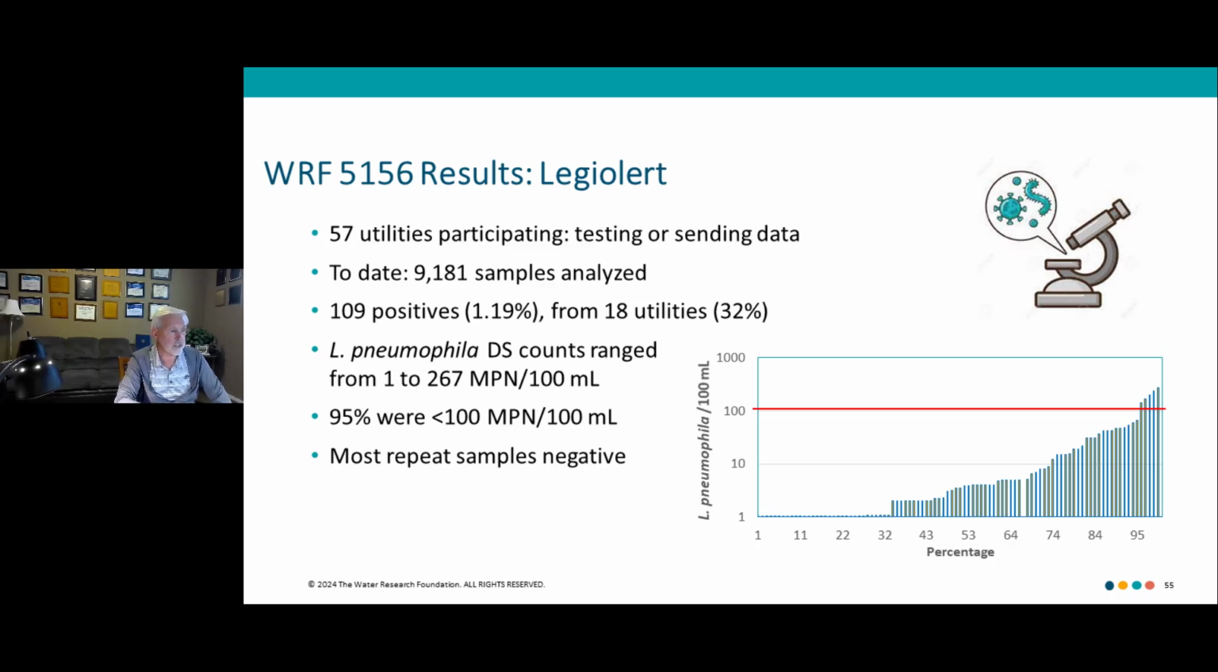I want to emphasize that, and put it in the context that Gary had talked about. The concentration is less than 100 per 100 mil, or less than 1 per mil. You can look at the data both ways. Most of our results, in fact only 5 samples out of over 9,000 samples, were above that kind of trigger level where it would trigger some additional follow-up and flushing. And then most of these are repeat negative.